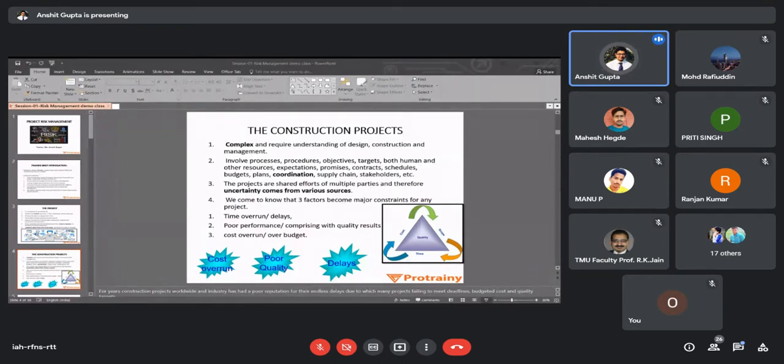Third phase is execution. That is when you are actually executing the project. That is known as the execution phase. That is your construction phase. And your fourth is your demobilization phase, when you just finish the project. This is the project life cycle.